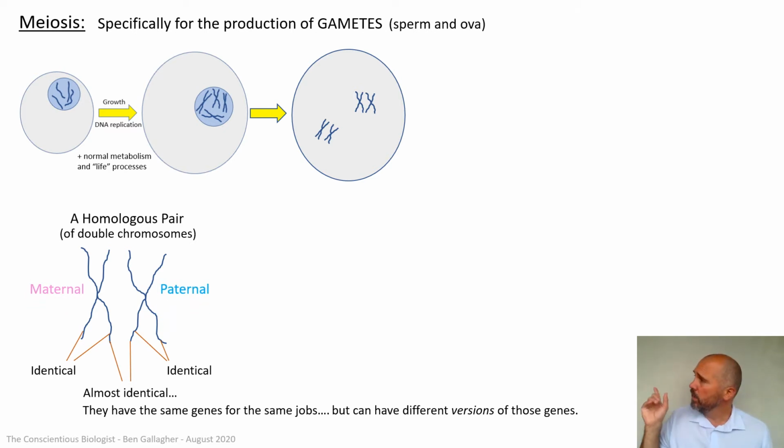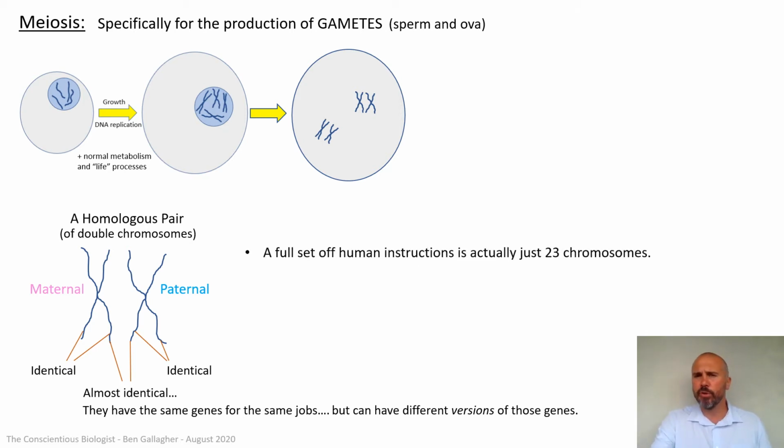Oh, sorry, quickly. Where do these come from? Why have you got two? Is because you got one from your mum and you got one from your dad. So this is where it gets really important, in that you actually have twice as much DNA as you actually need. Your mum gave you a full set and your dad gave you a full set, because a full set of human instructions is actually just 23 chromosomes and we all have 46.